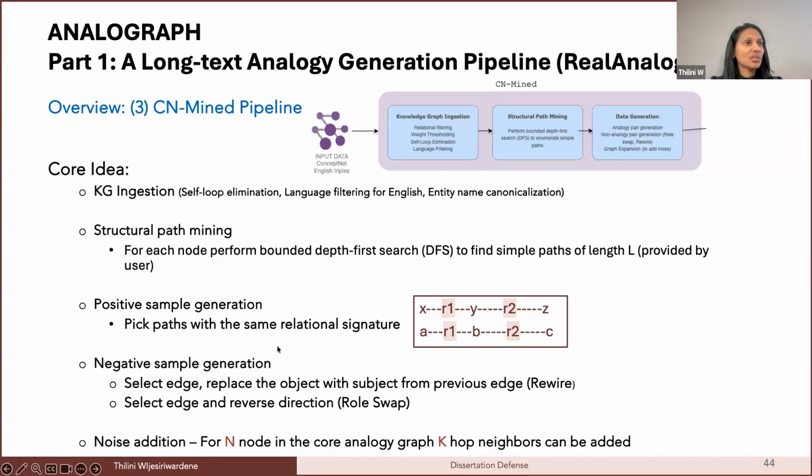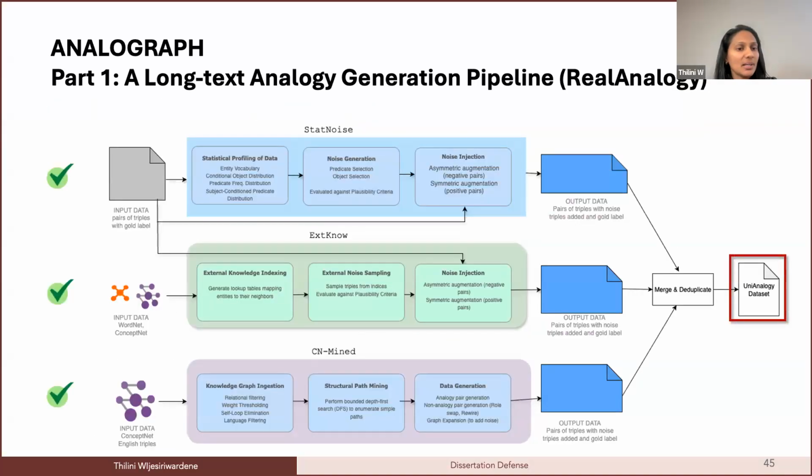So now you have the analogies or non-analogies. Now you want some noise also. So for n nodes, you could add k-hop neighbors to certain n nodes, and that would be your noise. So now you would have certain analogies with noise, right? Okay, so I explained all the pipelines.